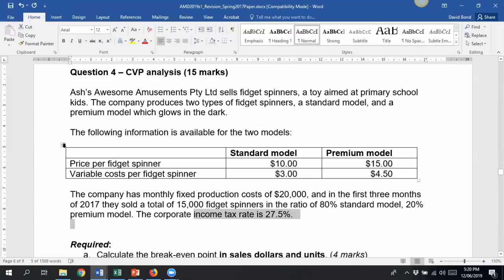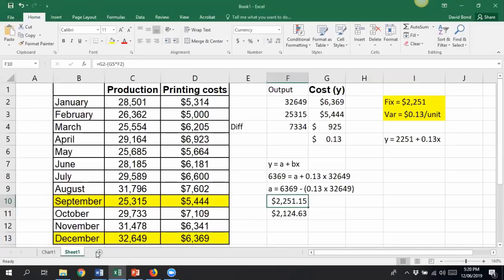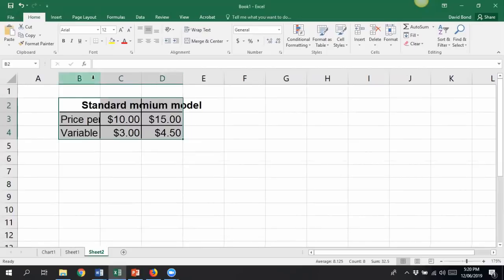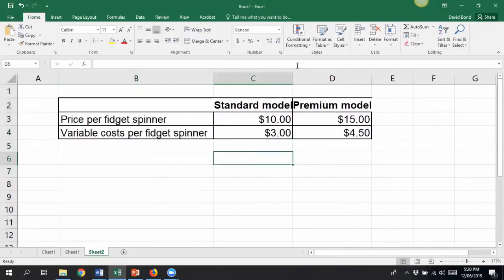So what do we do? Copy this bit. Do I have it printed somewhere else? No, I don't. All right.